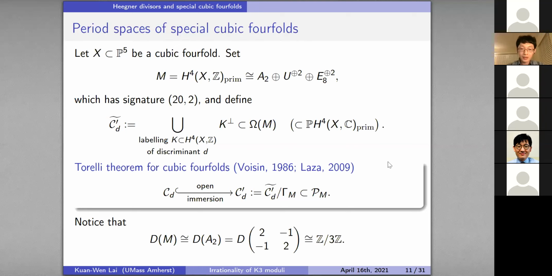Okay, so also notice, I'm going to use this in the next slide, the discriminant group of the lattice M in this case will be the same as the discriminant group of A2. So above you can see M consists of A2, U and E8, which are unimodular. So the discriminant group is the same as A2, where A2 is given by the matrix 2, minus 1, minus 1, 2. So this is abstractly isomorphic to the group Z mod 3Z.